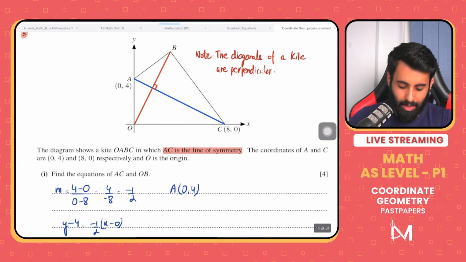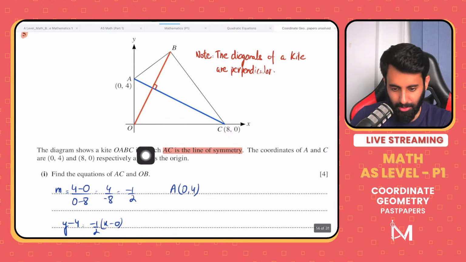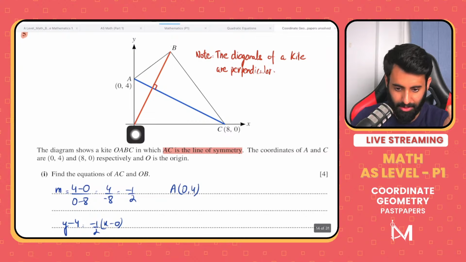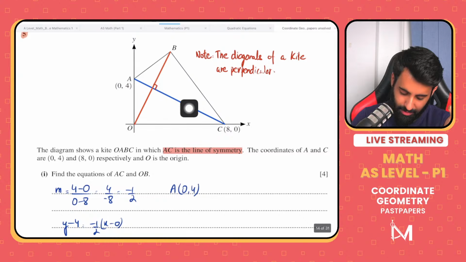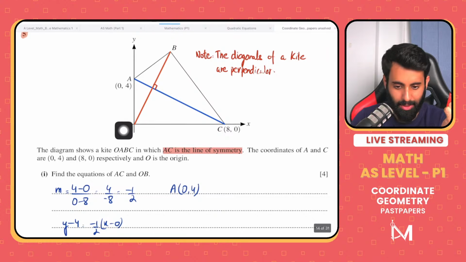Okay. And how do I know that? Let's say you didn't know this property. Now because this is a line of symmetry, that means the perpendicular distance of this point and this point will be the same. Why? Because the line AC is the line of symmetry. That means if you reflect B, you end up at O.